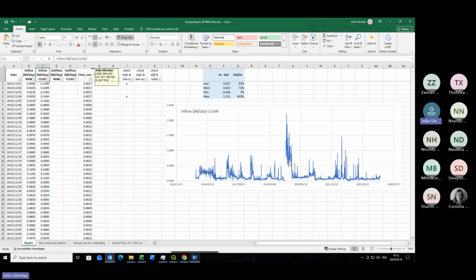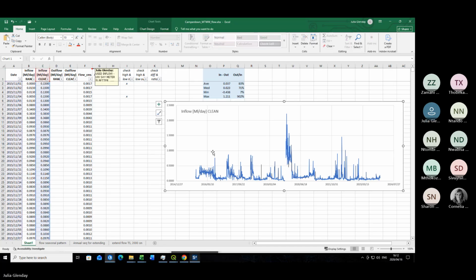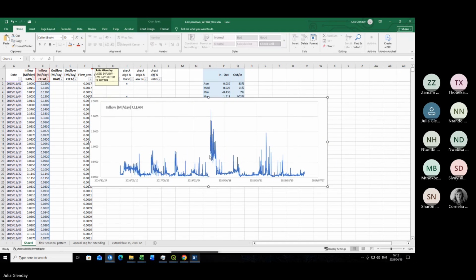Yeah, so there's a gap in... where are we at? This one is Camperdown 2019. So sometimes there'll be a gap like this where I have to just assume that the flow goes up at some point, because it starts again at this high flow.